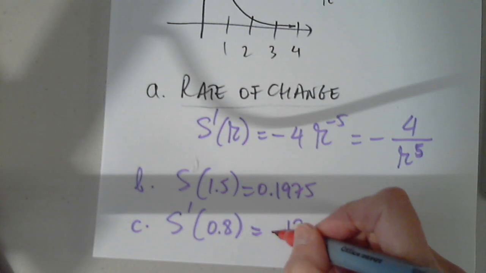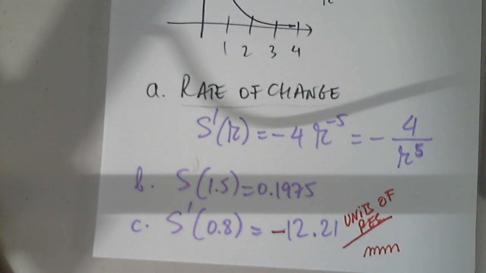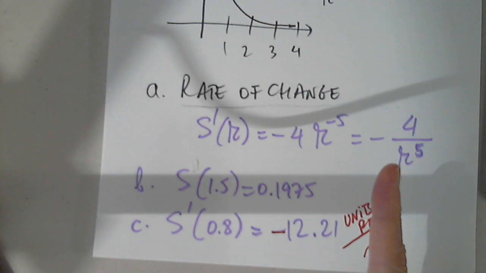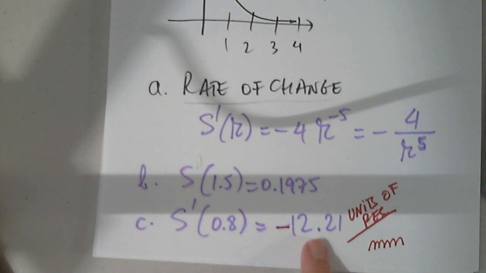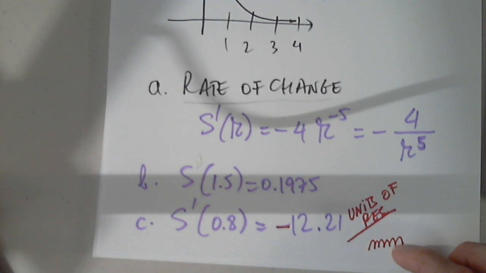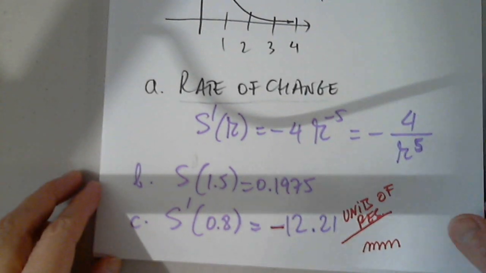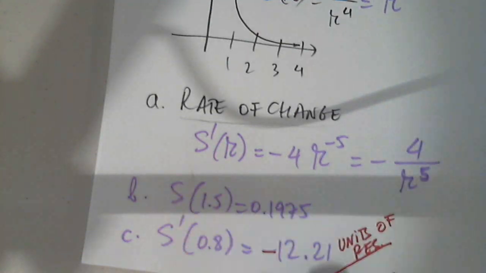And the fact that it's negative, what does that imply? That when the radius is 0.8 millimeters, the rate of change of resistance is decreasing with this rate. At that instant, units of resistance per millimeter, per each millimeter. Okay, moving on. Any questions?